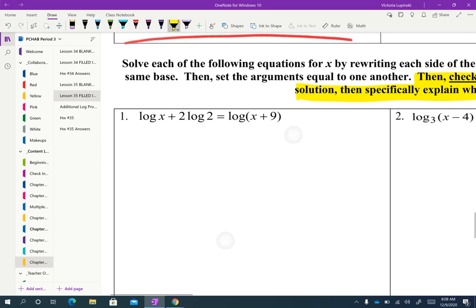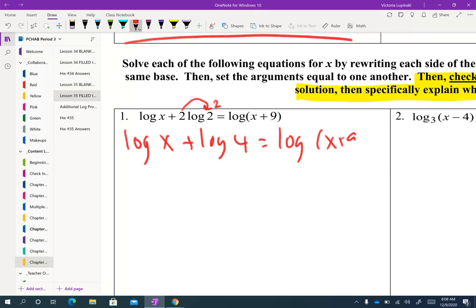So take a look at number 1. You're going to start by writing each side as just a single logarithm. So notice here, I'm going to bring the 2 up to the top, which is going to give me 2 squared. So this becomes the log of x plus the log of 4 equals the log of x plus 9. I'm going to take the left-hand side, multiply 4 times x.